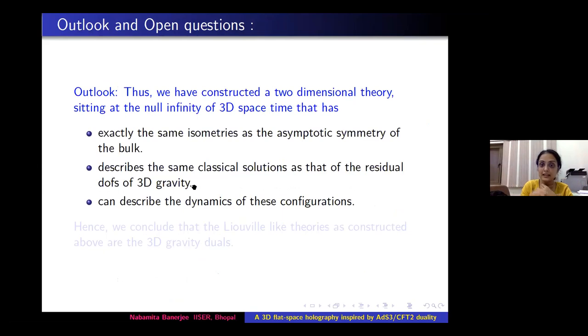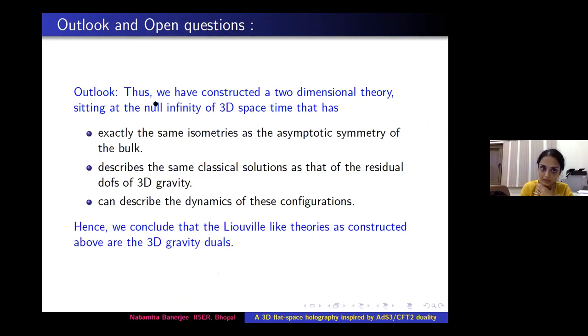So let me first tell what the final statements are, and then I'll go to the open questions. The outlook is the following: we have constructed a two-dimensional theory sitting at the null infinity of 3D spacetime that has, statement one, exactly the same isometries as the asymptotic symmetry of the bulk, describes the same classical solutions as the residual degrees of freedom of the 3D gravity, and can describe the dynamics of these configurations. Hence, we can conclude that classically, these gauged Wess-Zumino-Witten or Liouville-like theories that we have constructed are dual to 3D gravities. But this is just at the classical level.